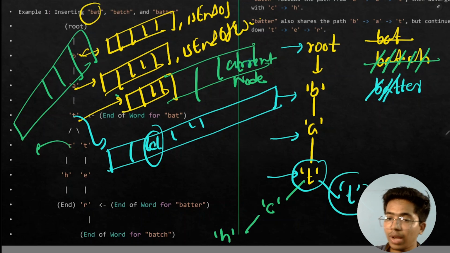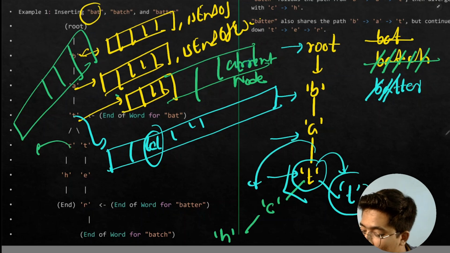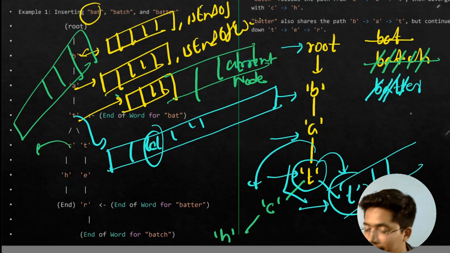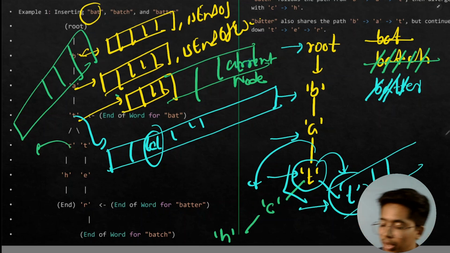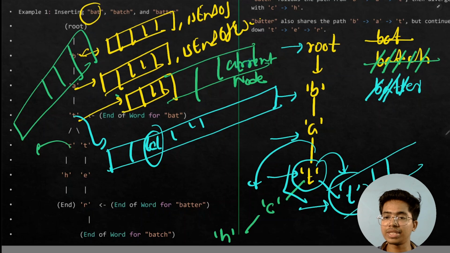Why on this side? It will insert according to their value. C is less than T, so it will take the left side, and T is greater than C, so it will take the right side. So this is BATTER. Now it came here and will again check in this array. If there is E, we haven't inserted E, so it will insert E and then it will insert R. So this is how elements are inserted in a Trie.